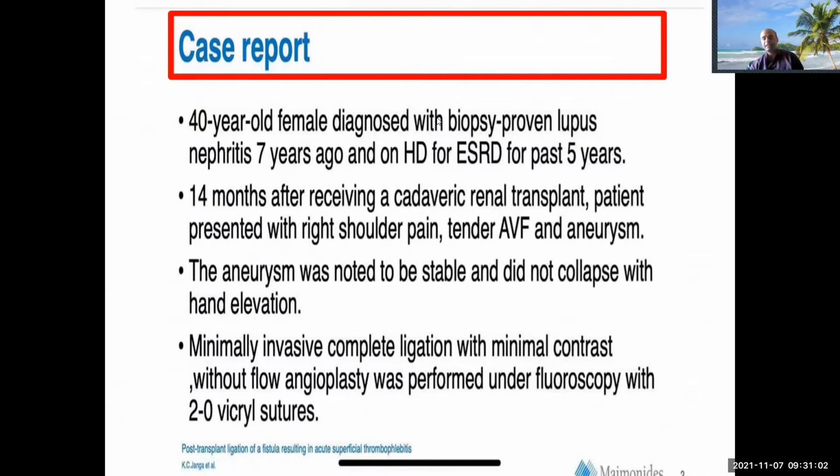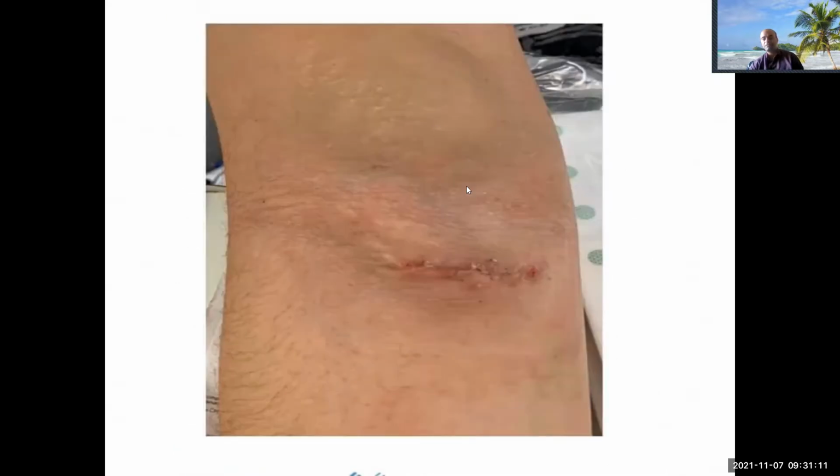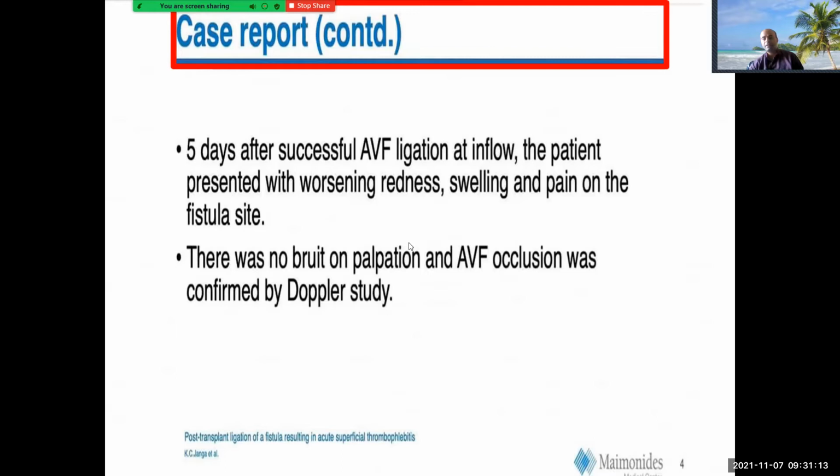Minimally invasive complete ligation with minimal contrast without flow angioplasty was performed under fluoroscopy with suture. Okay, was the fistula already ligated? Five days after successful fistula ligation at the inflow, the patient presented with worsening redness, swelling, and pain on the fistula side.